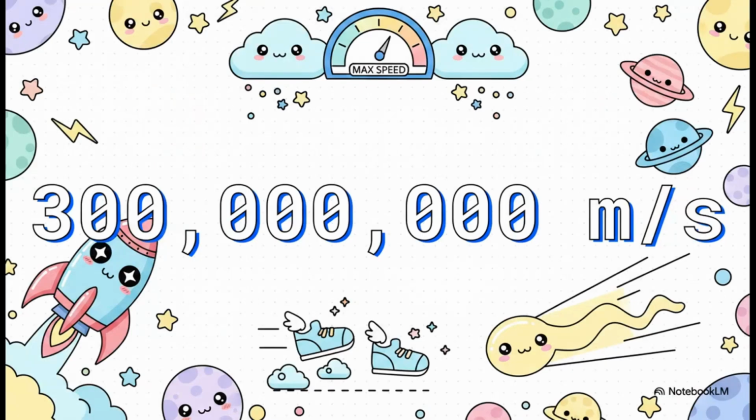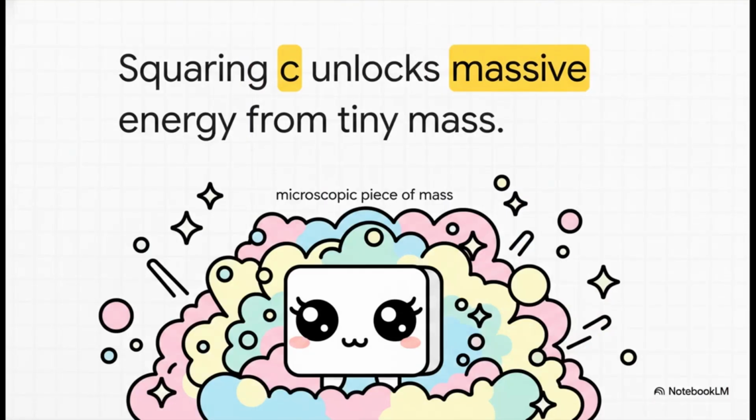Now, let's pause for a second, because the sheer astronomical scale of c, the speed of light in a vacuum, is just staggering. We are talking about 300 million meters per second. Just try to wrap your head around that kind of unfathomable speed. And when you apply the math, squaring this already massive number changes absolutely everything.